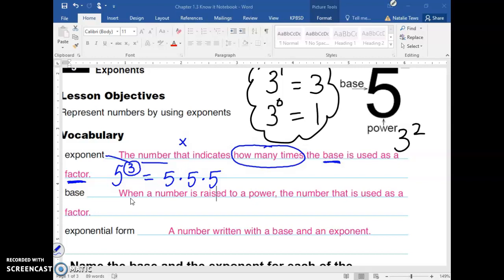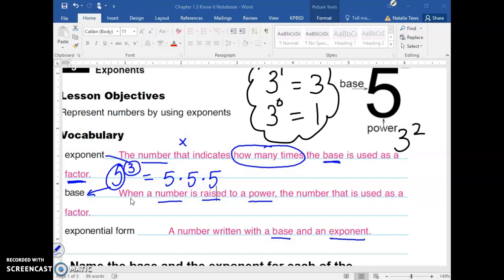Okay, let's go to the base. When a number is raised, so let's underline number, when a number is raised to a power. Okay, so in this case, my 5 is my base. Okay, and a number written with a base and an exponent is exponential form. So it has to have a base and an exponent to be an exponential form.